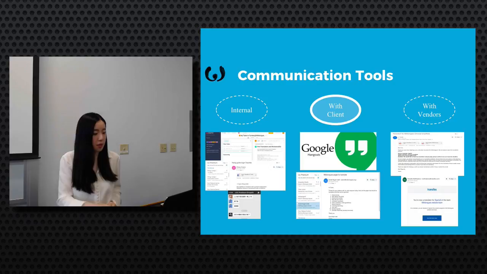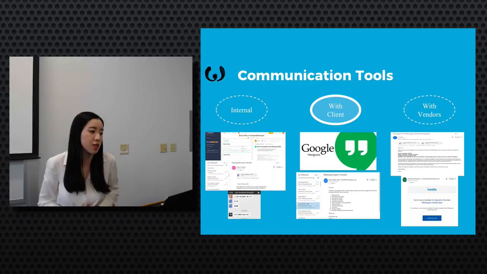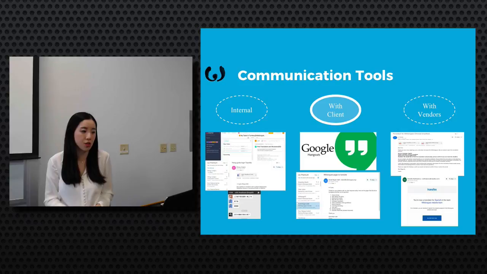Communication was a key part of our process, as well as for project management. For internal communication, we used Asana, and we also used WeChat as well as email. Since we all speak the same language, WeChat was actually our favorite because it was fast and we could get the message instantaneously.